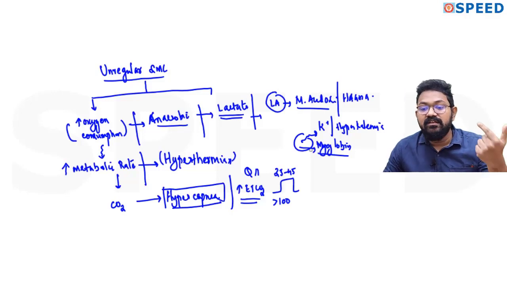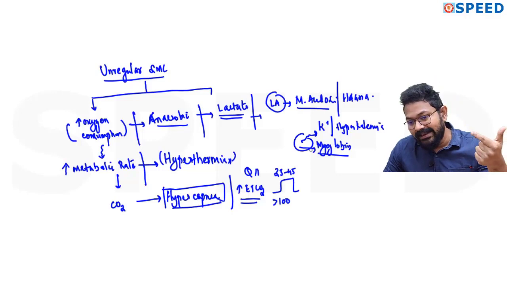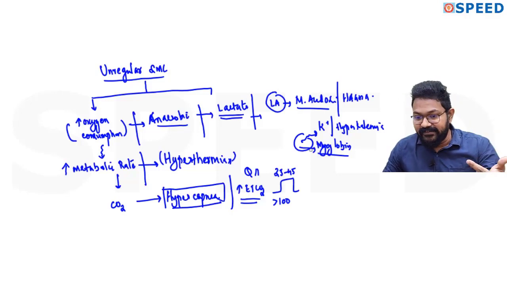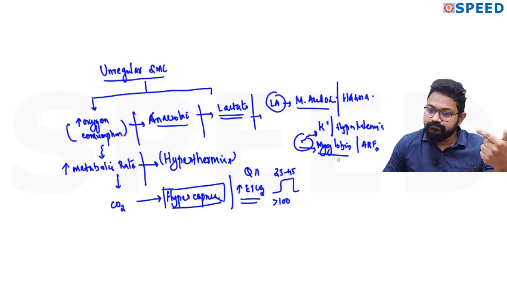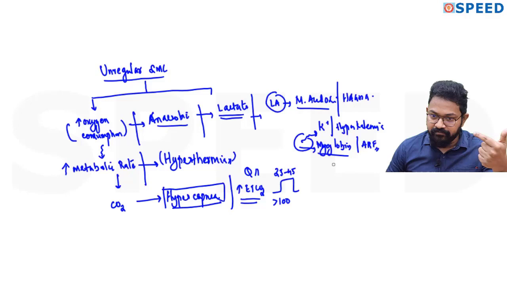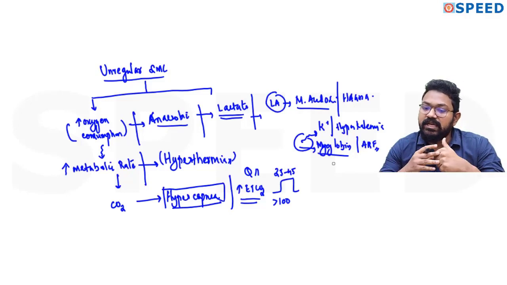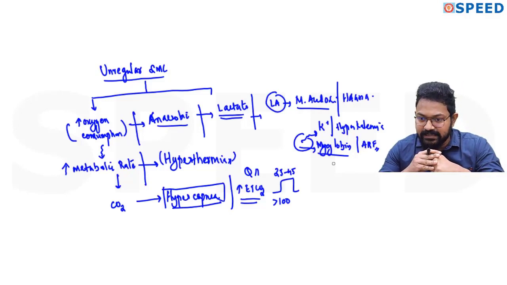And myoglobin is a very, very heavy molecule. Larger amounts of myoglobin coming and accumulating in the kidney can cause kidney failure. So, the patient can go into acute renal failure. So, this is the spectrum of things which can happen when the patient is having malignant hyperthermia.